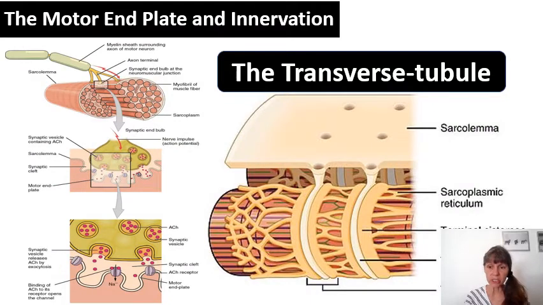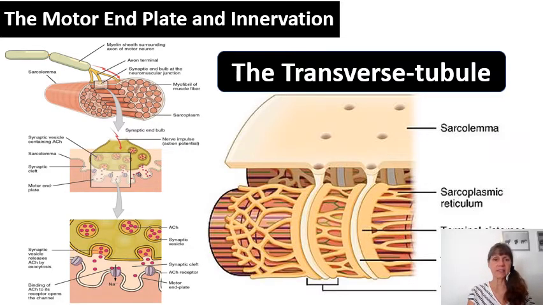Let's take a closer look at the events that occur at the motor end plate between the neuron and the skeletal muscle fiber. Just so you know, I do have a different video in Blackboard where I use different pictures from another source. So you will also want to look for the video on excitation-contraction coupling. I'm going to explain it as best as I can here with these pictures. However, I really believe that the other video may help you as well, so please make sure that you watch that.